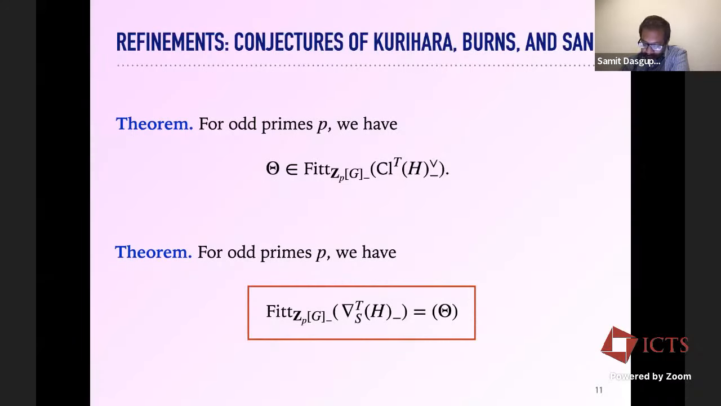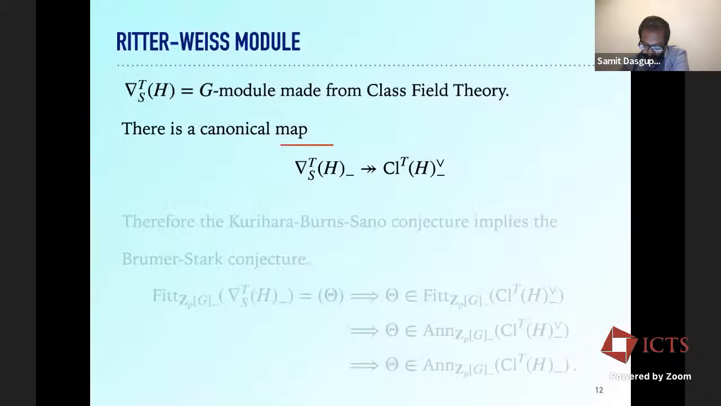Okay, so let me say a little bit. I haven't said what this theta is. I haven't said too much about this dual. Let me say a little bit more about that. Okay, so this nabla, as I said, is a generalization of a class group. It's some G module that's made from class field theory.